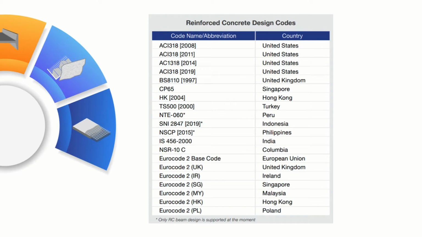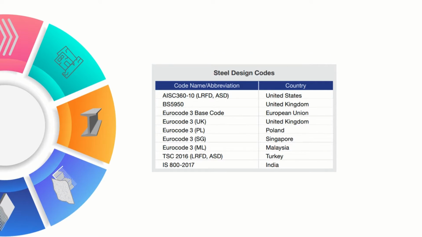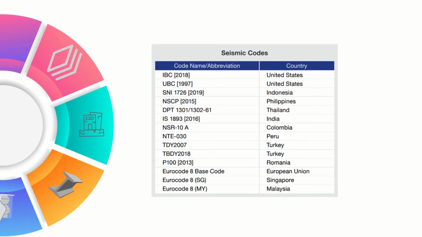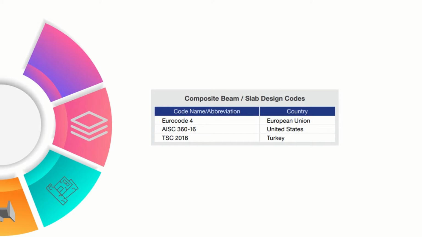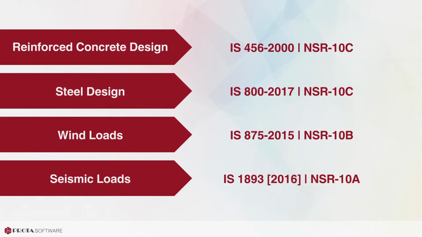With each new version of ProtaStructure, we extend our reach around the world to support more codes and design practices. ProtaStructure 2024 now supports Colombian and Indian standards for concrete design, steel design, wind loads, and seismic loads. RC beam design, steel design, wind load calculation, elastic and design earthquake spectrum generation, base shear calculations, equivalent static and response spectrum analysis, structural irregularities are included.